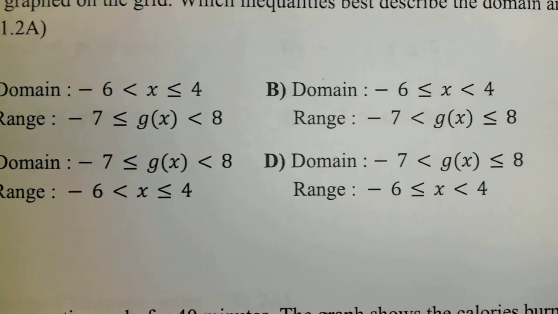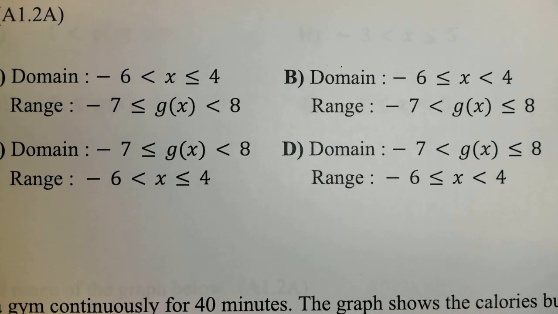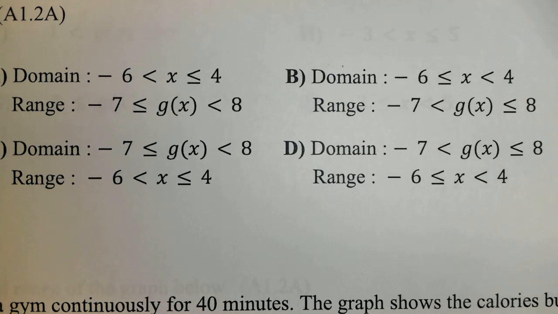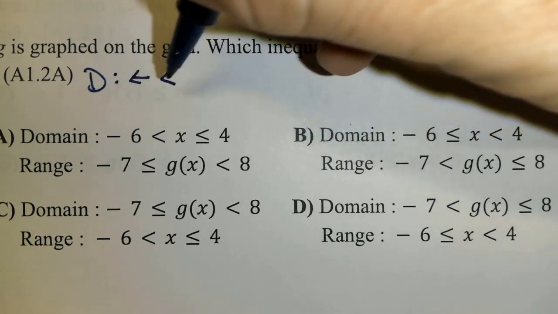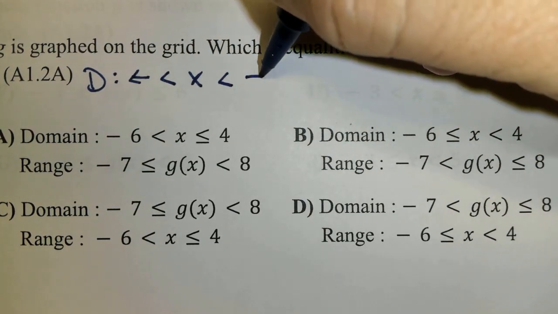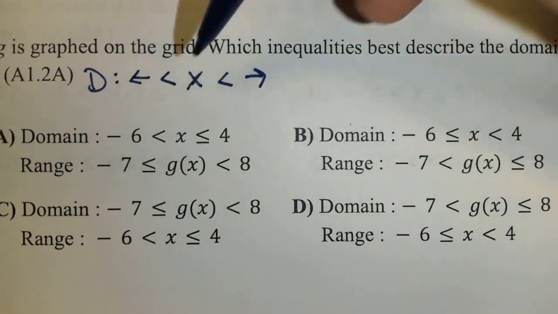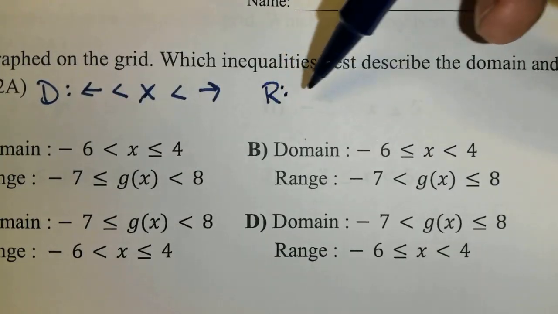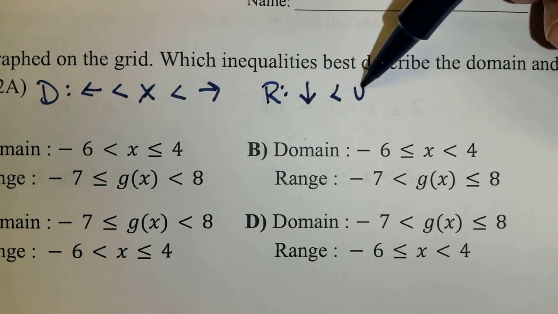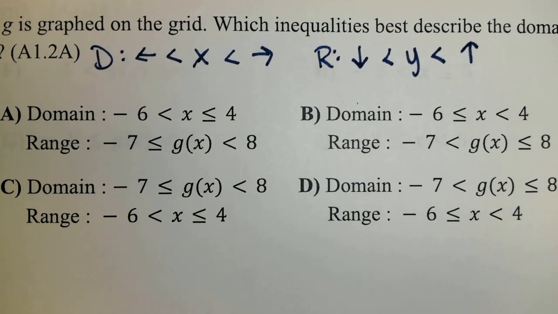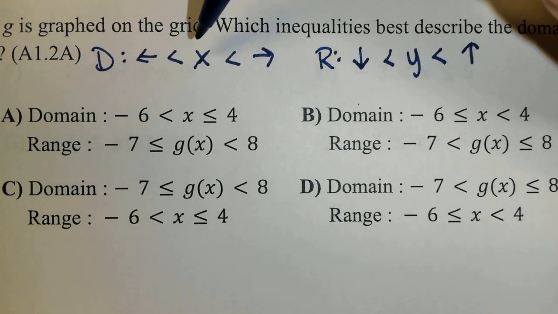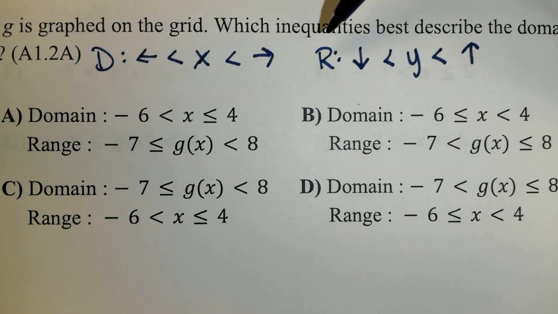So if I look at my answer choices, they seem to be written correctly, okay? So I'm just going to write this here. Domain is my left side less than x less than my right side. That's an x. And then range is the lowest less than y less than the highest. So without even looking at the graph, I look at my answer choices. I want to see if any of them are written incorrectly, meaning my x should be with domain, my y should be with range.